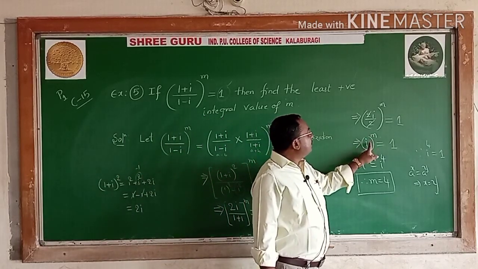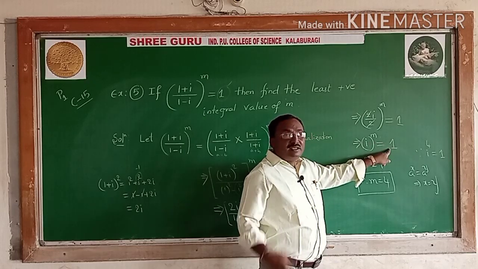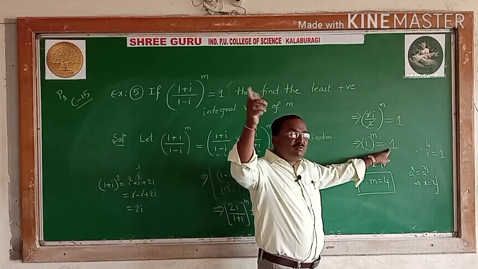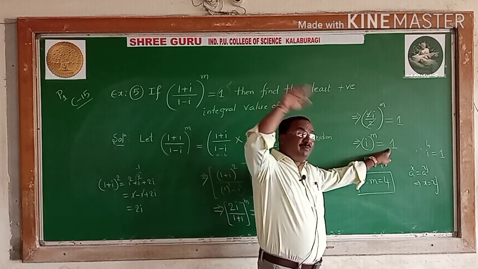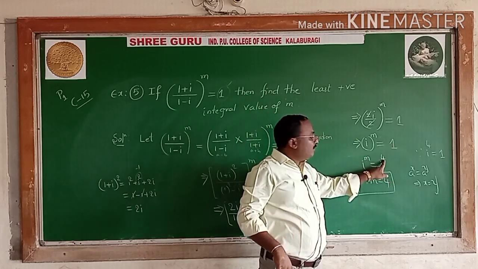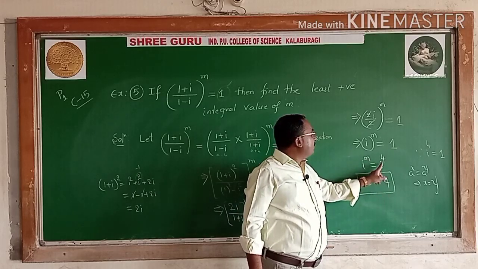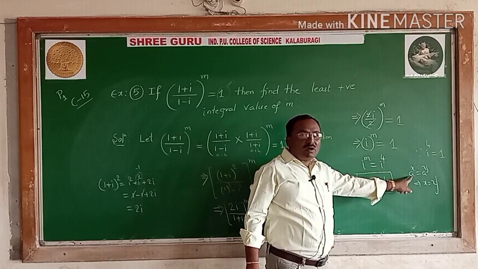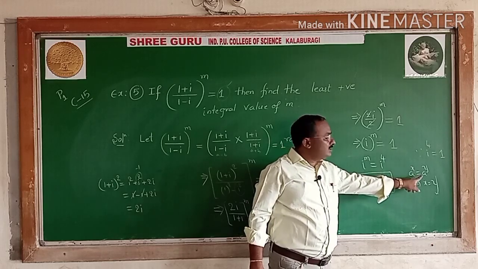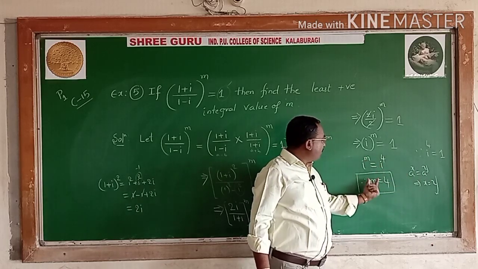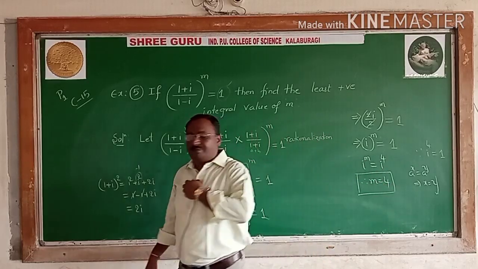Here i power m. This is real; convert to complex form. What is one in complex form? I power 4. So i power m is equal to i power 4. That is one formula, the law of indices: a power x is equal to a power y, then x is equal to y. Powers are equal. So the m value is 4.